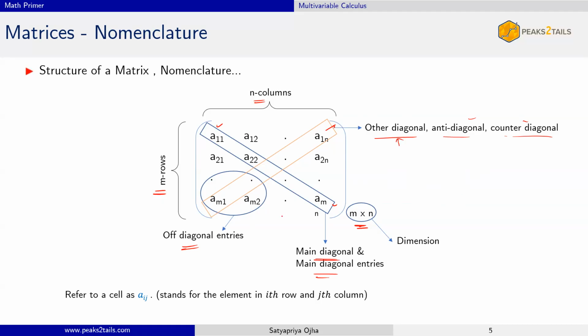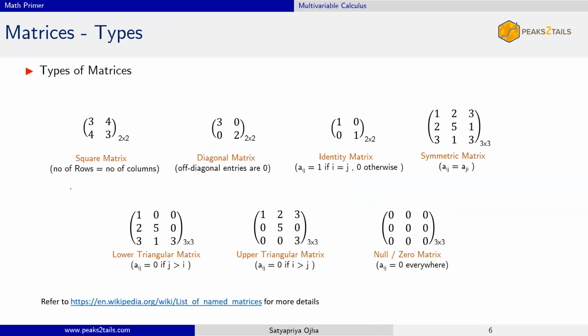Now, any cell can be represented as Aij. That's the universal standard of referencing any cell, Aij. Ij basically means ith row and jth column. So it's the intersection of the ith row and jth column that will lead you to one specific cell that is referenced as Aij. Okay, basic stuff. Let me know if you have any questions. These are very basic, so I'll just skip it.